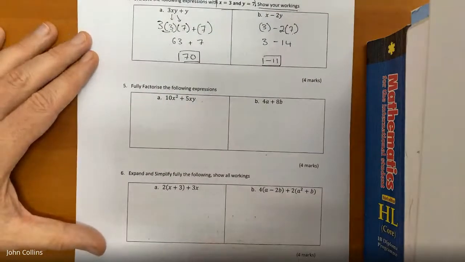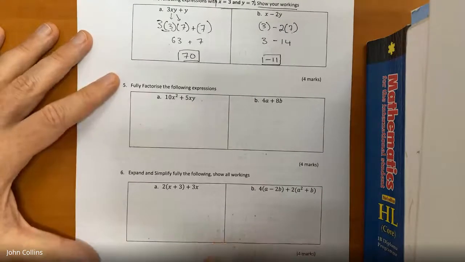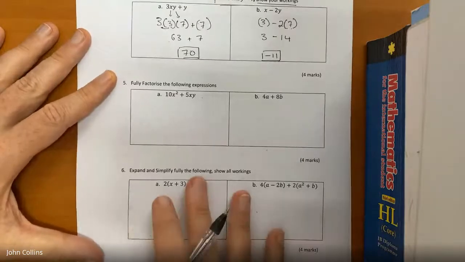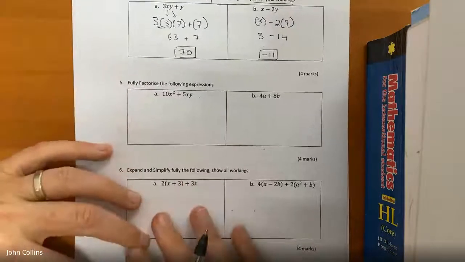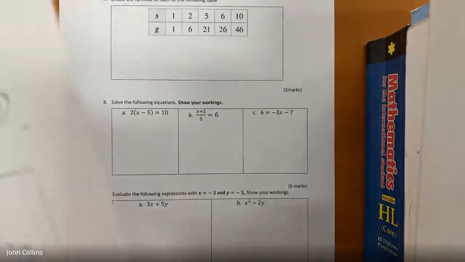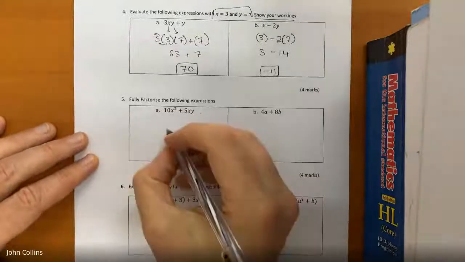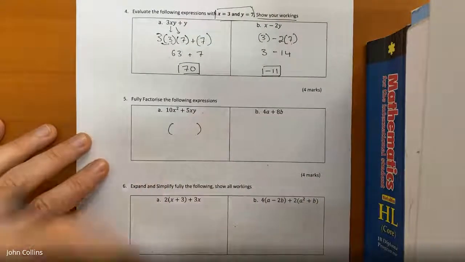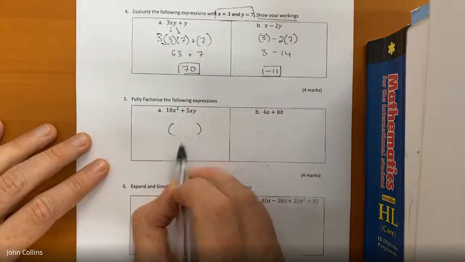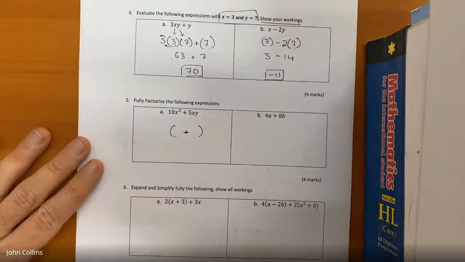Fully factorize. So factorizing is the opposite to expanding. So we have expanding down here, and factorizing is the opposite. We need to put in brackets. So anytime you see a factorizing question, you need to put in brackets. We didn't have one yet. Okay. So I put in brackets. I know there's going to be brackets. I know there's going to be 2 terms in the brackets. I know they're going to be separated by a plus. I can do that if I want before I start.